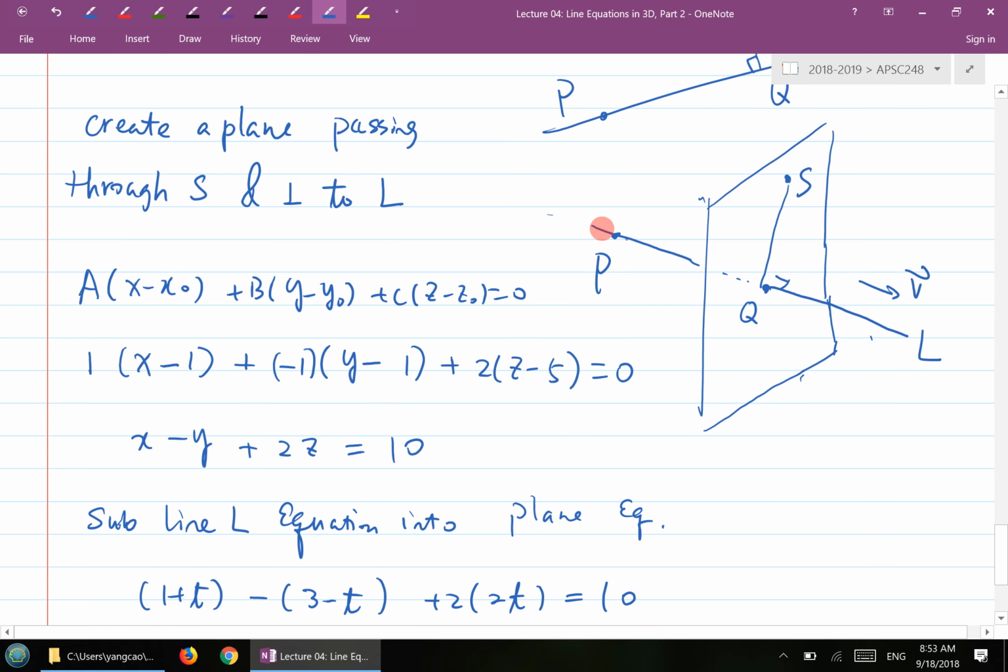Well, see, if this line is perpendicular to the plane, guess what? This line must be perpendicular to any lines or any vectors on that plane. Can you imagine that? If you have a line perpendicular to this table here, for any straight line, any vectors on this plane, that line is perpendicular to it. Basically it means the QS here is perpendicular to this line L. Good question.